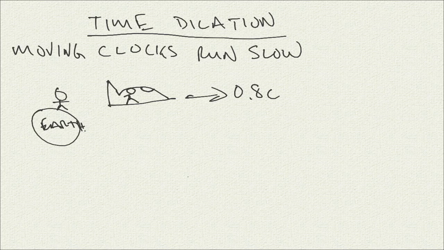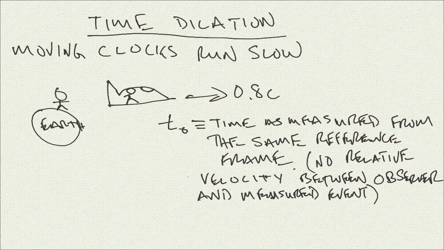Now, when the person inside the spaceship measures something in their own reference frame, like an event, this is known as T naught. T naught is time as measured from the same reference frame. You see here I've added this sentence: time as measured from the same reference frame. Therefore, there is no relative velocity between the observer and the measured event. That's T naught.